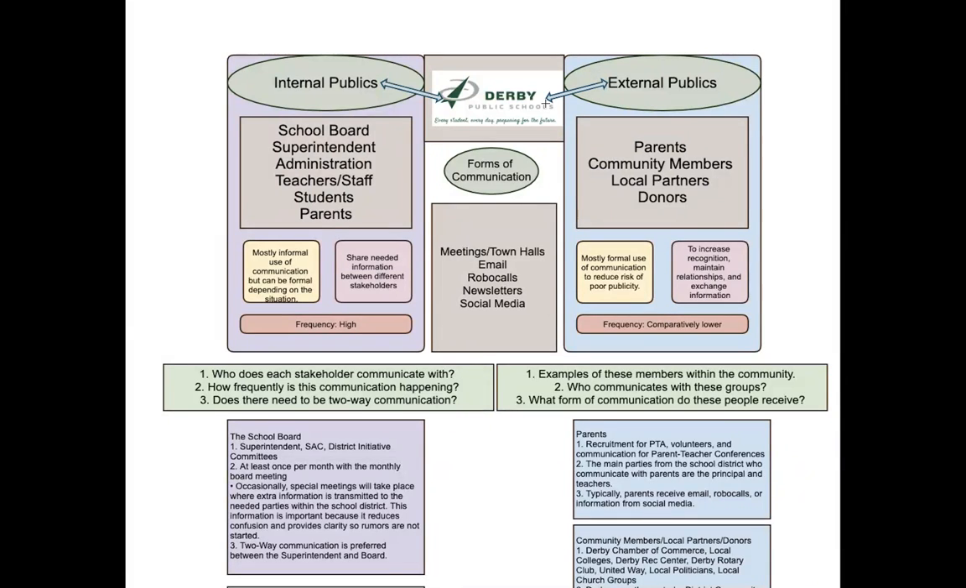That's why I have these arrows going back and forth, because as we are sharing information to the public, it's also important for us to be gaining information from them as well through surveys, town hall meetings, whatever the case may be. The information is a two-way street. These are the different forms of communication that Derby uses frequently: several meetings and town halls, emails, robocalls, newsletters, and social media.